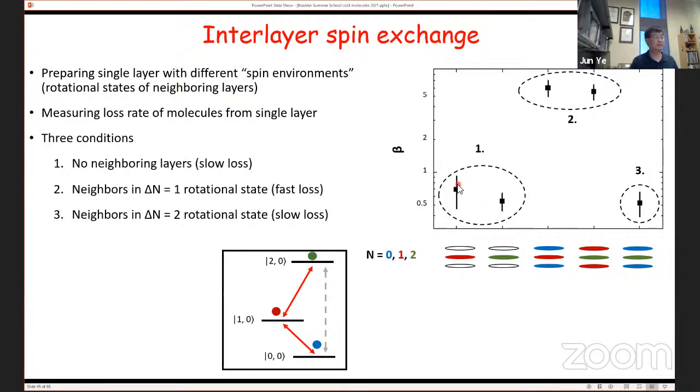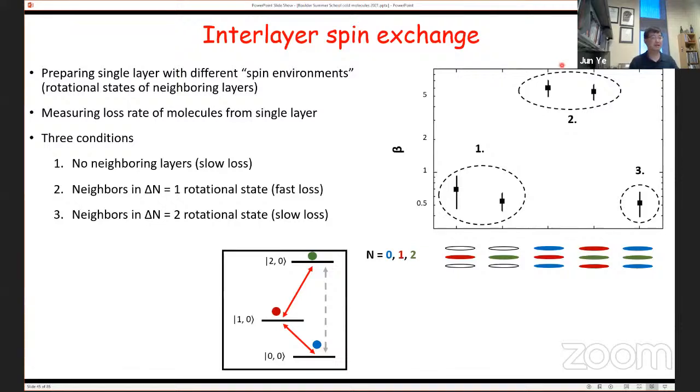There are three situations, right? If you have no neighboring layers, where you have prepared single pancakes, the loss rate is relatively small. If you prepare the neighboring layers to be in delta n equal to 2, meaning you have 0 molecules in the middle and 2 molecules on the side, or vice versa, the loss rate is also manageable, almost as if these other spin layers were not there. But as soon as you put neighboring layers in opposite parity states, the loss rate immediately goes up by a factor of 10. And that's really mediated by spin exchange because you have a dipolar interaction.